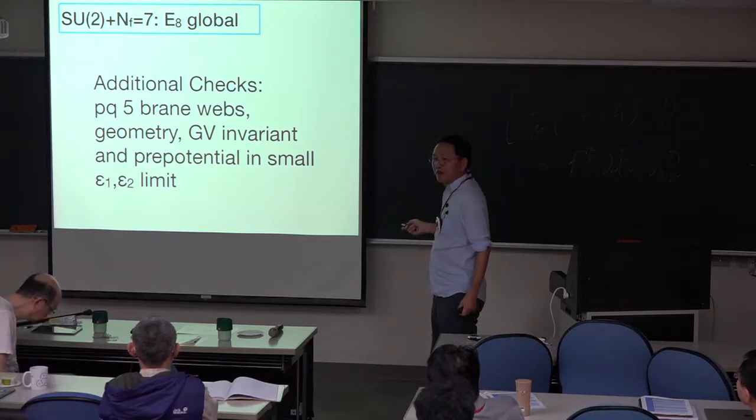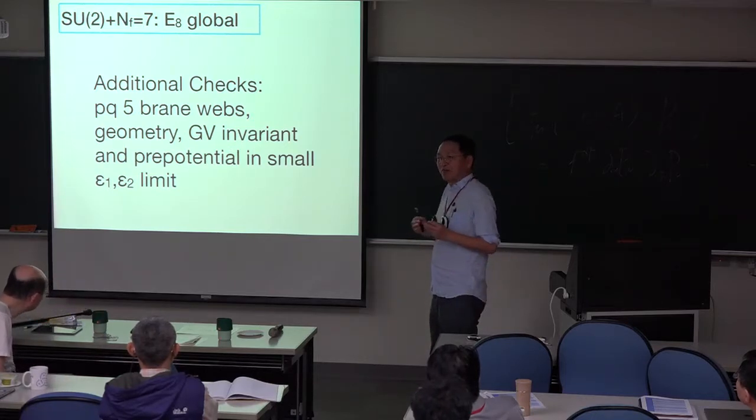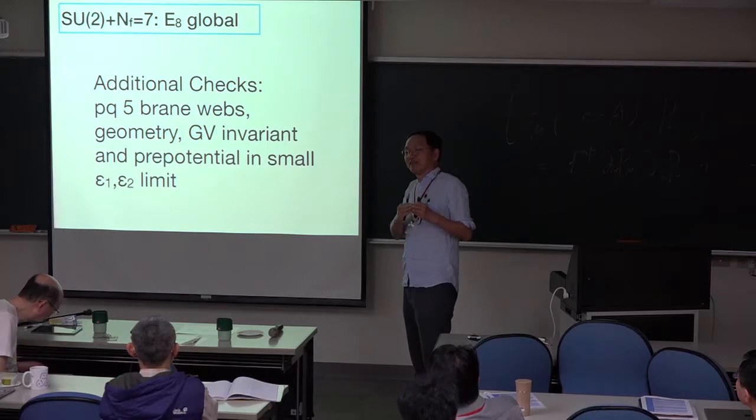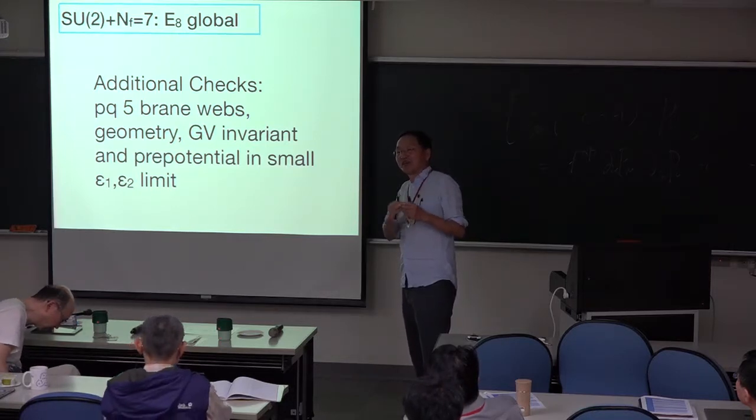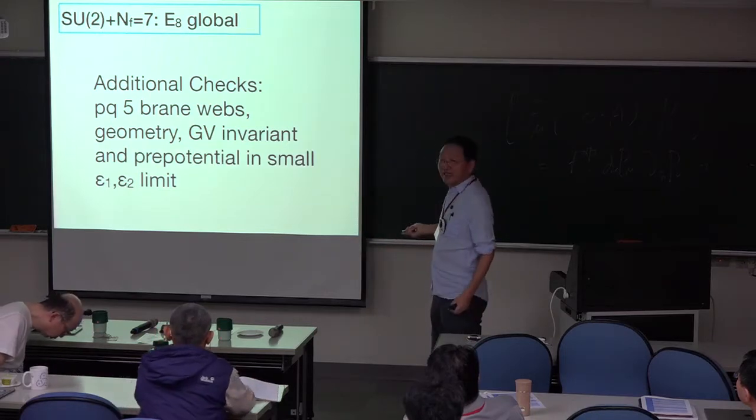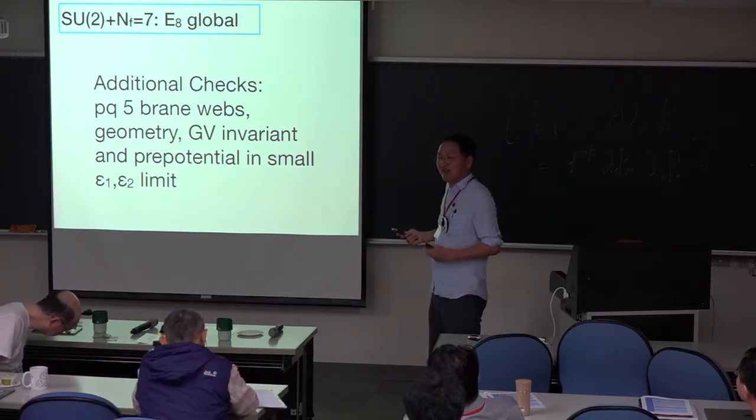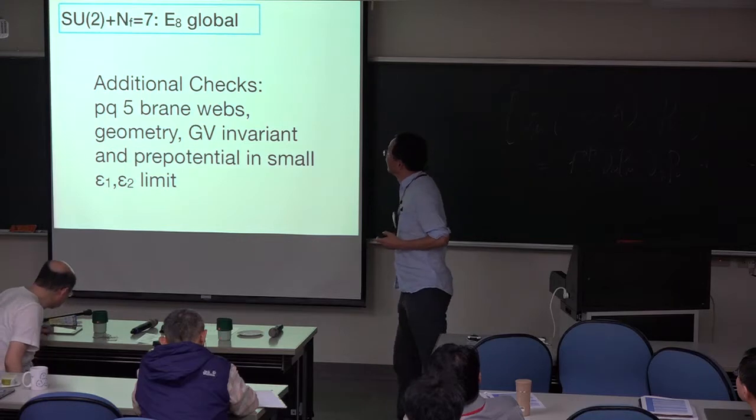You can compute the Kotakuma alpha invariant and prepotential. Then from the prepotential you can get a 4D prepotential, from which you can get a 5D prepotential. Again, you get the same expression we have. So they all match together.